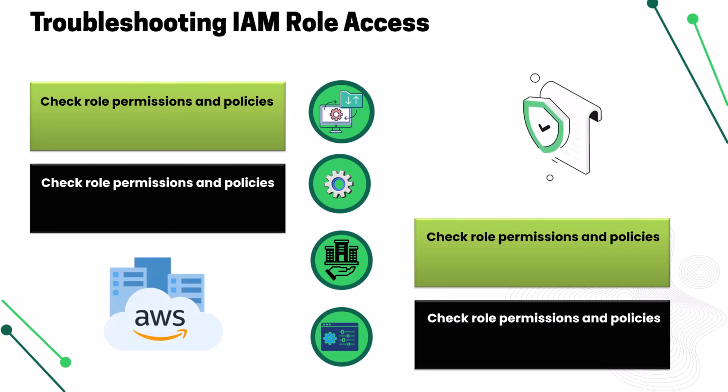Troubleshooting IAM roles is like detective work. You follow the clues. Start with permissions, move to trust relationships, and dig into AWS logs for hidden mysteries. If all else fails, sometimes a fresh start is best. Delete and recreate that role.